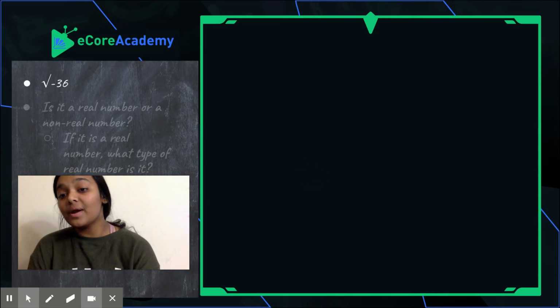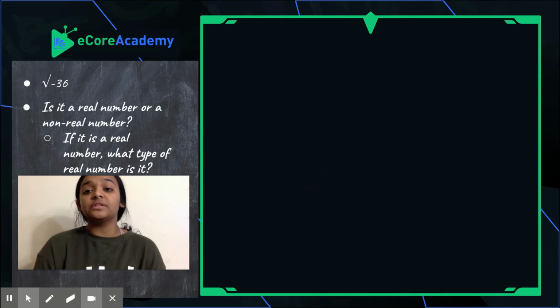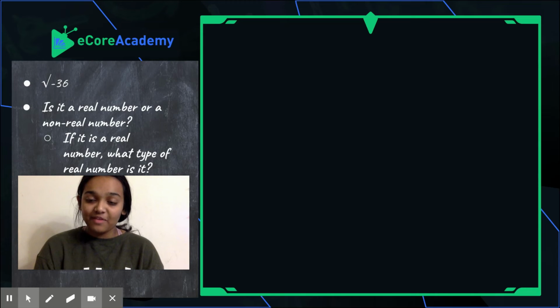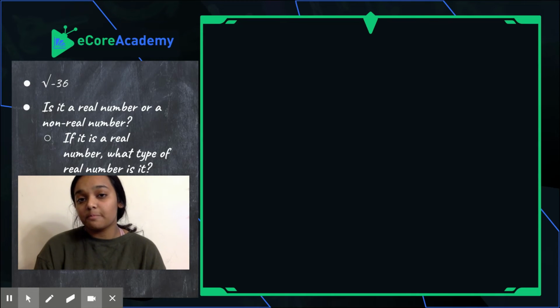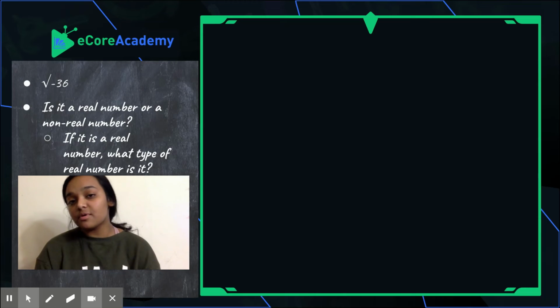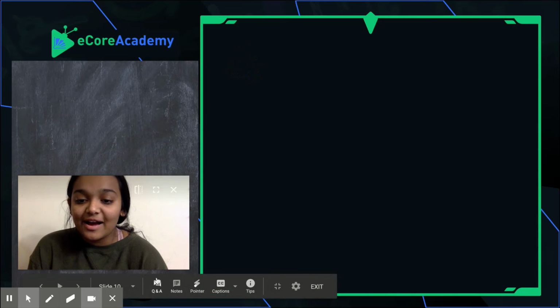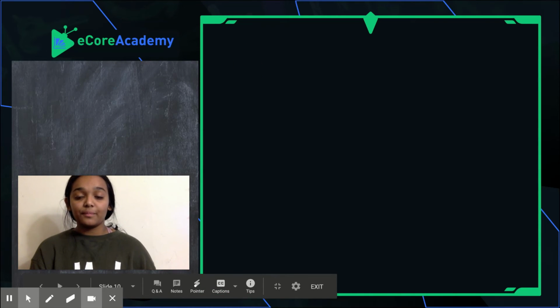So our next number is the square root of -36. The question is the same as the last. Is it a real number or a non-real number? Well, this, once again, is a dead giveaway. That negative inside of a square root is indicating that it's a non-real number. We don't even have to try to read the next part of the question.